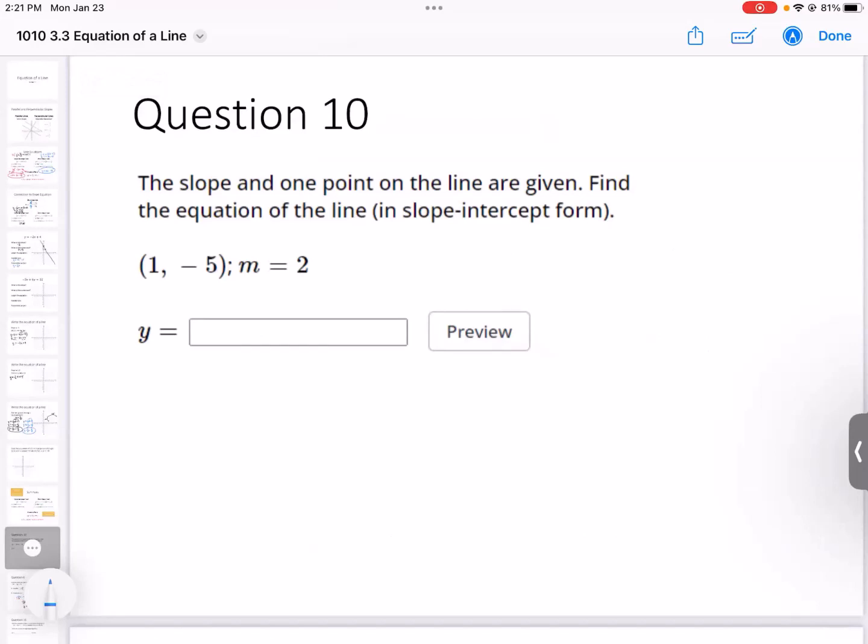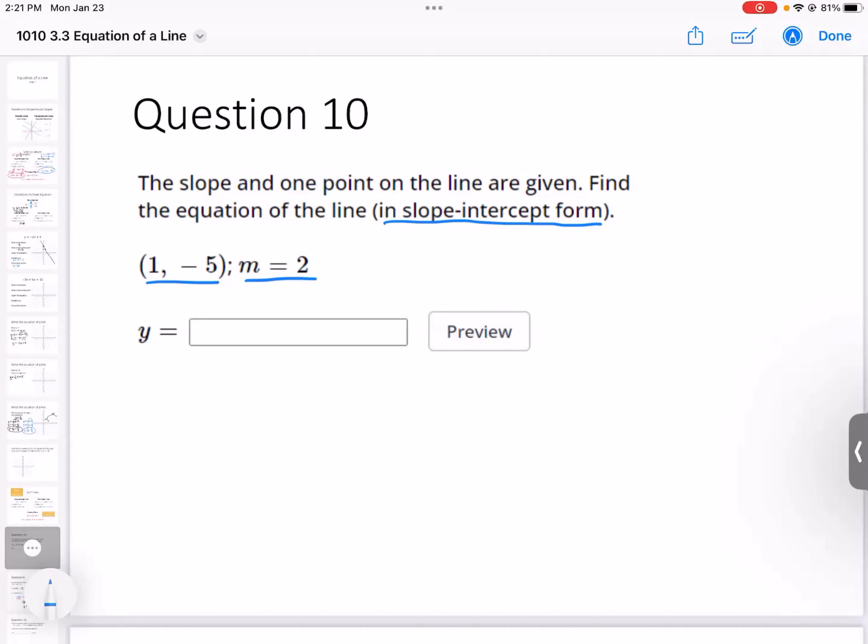Okay, so on question 10, it says the slope and 1 point on the line are given. Find the equation of the line in slope-intercept form of this line that they gave us the point and the slope for. So even though they want me to give my answer in slope-intercept form, that doesn't necessarily mean I'm going to use slope-intercept form, because the form that I want to put it in is the one that works with the stuff they gave me. So since they gave me a point and a slope, I'm going to use point slope form to get started, and then I'll convert that form into slope-intercept form.